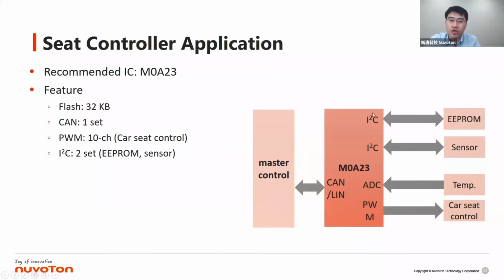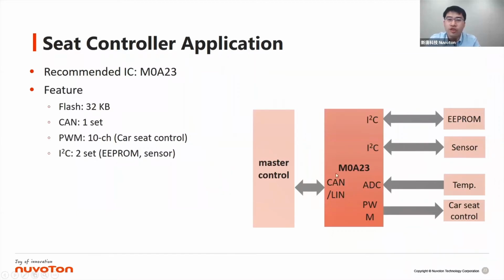So we need an I2C to communicate with the EEPROM to save the data, which is the driver's favorite angle. And next, we need the I2C to connect to our sensors, something like the temperature sensor and the angle sensors. And the ADC is to detect the temperature, because in the previous seat control, it just needs to control the angle. But from now, maybe we need to control the heat. And maybe we will put a fan in our seat.